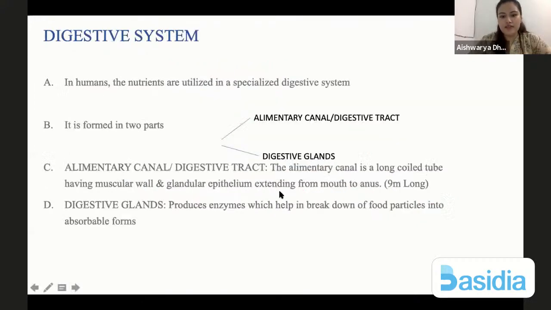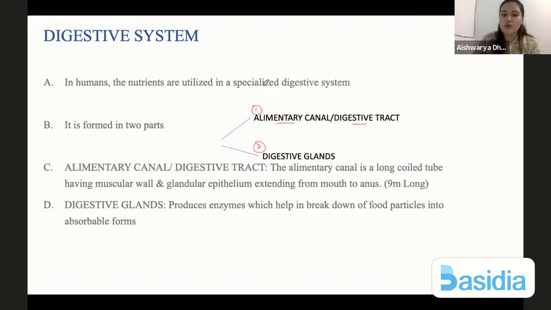Now moving forward, coming to the human digestive system. Now humans have a specialized digestive system, right? You have studied about this in your class 10th also. So we are going to talk a little in detail about this digestive system. So if we talk about the human digestive system, it can be divided mainly into two parts. The first one is the alimentary canal or the digestive tract. And the second is the digestive gland.